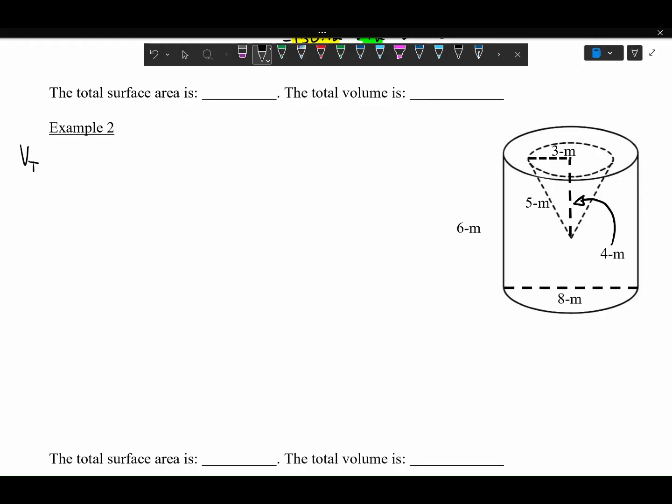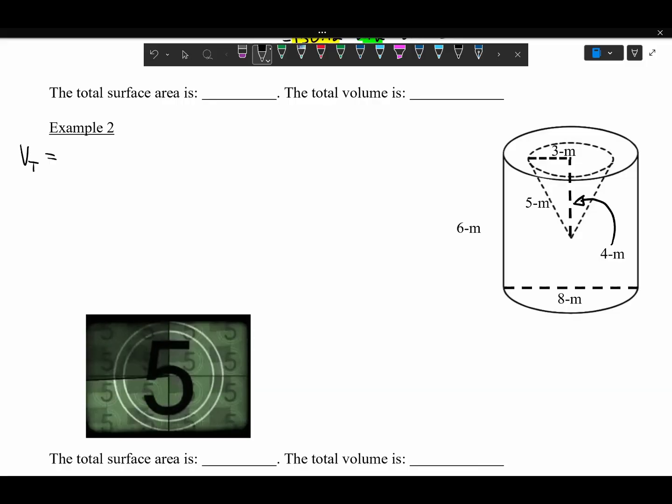The volume, the total volume, how are we going to calculate it here? The total surface area, how are we going to calculate it here? And then unpause and see how you did.